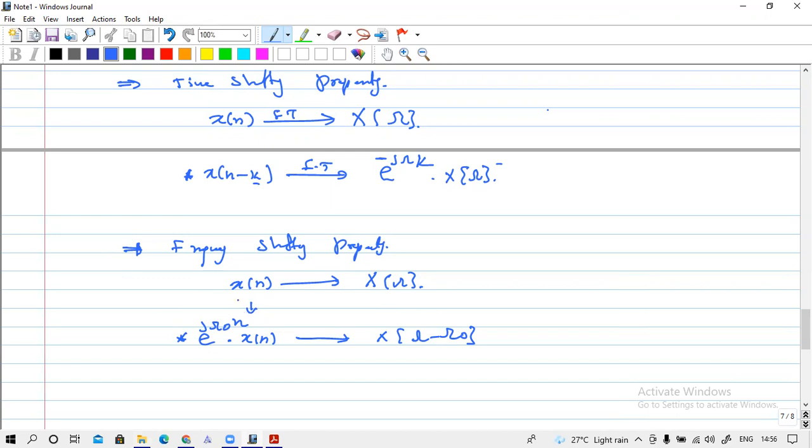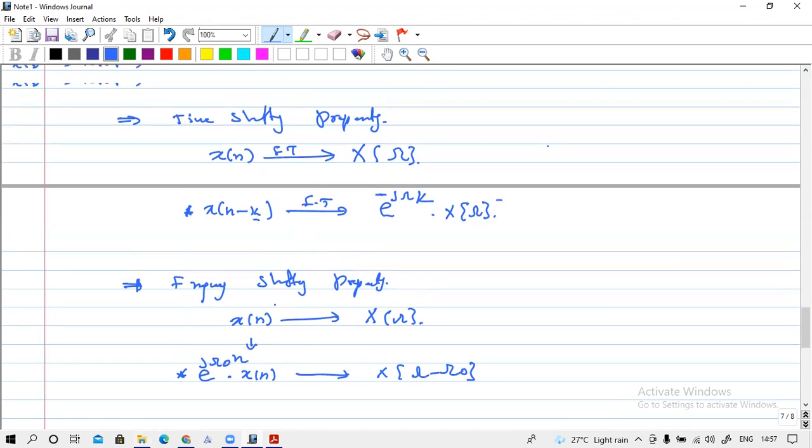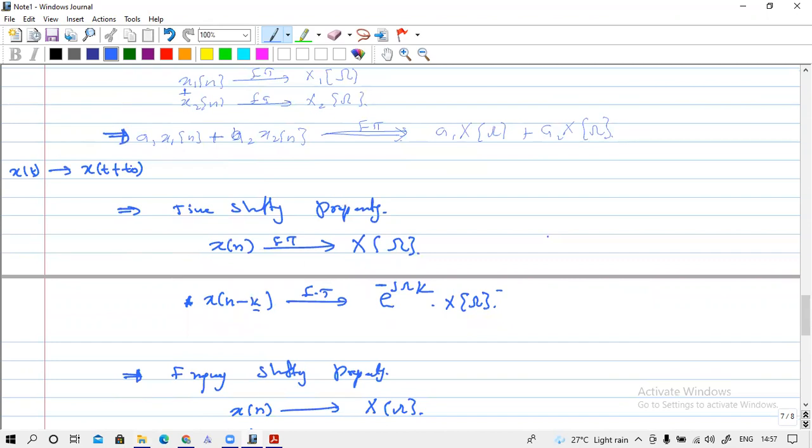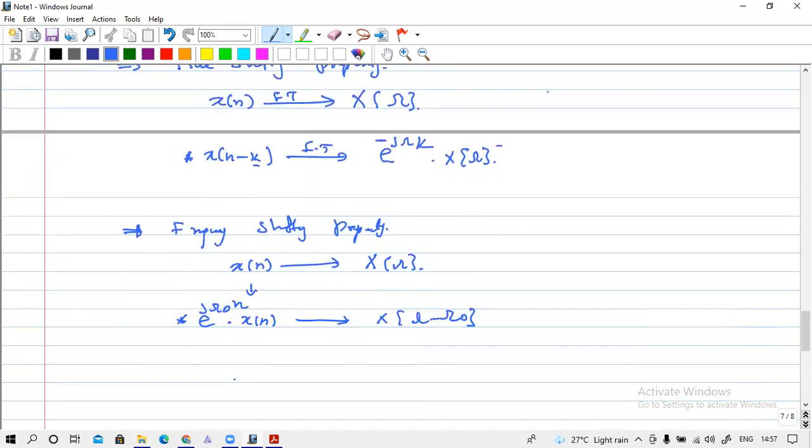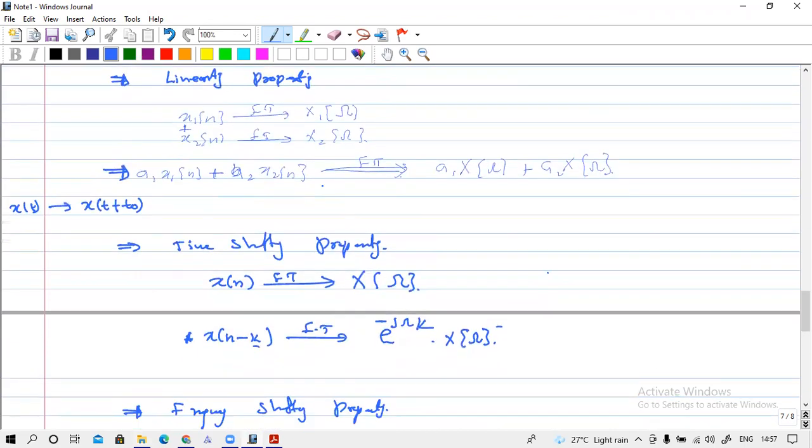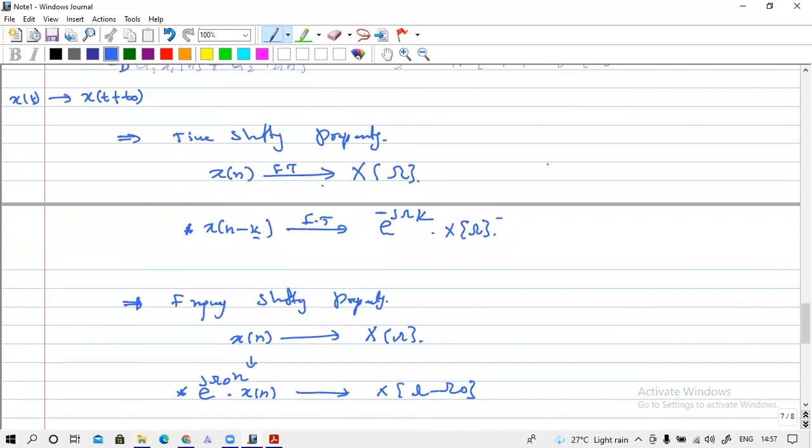So these are the three properties we are going to learn: linearity property, time shifting property, and frequency shifting property. We will see these things later on also. I think you can understand this, no need to do any verification. You have to keep these three in your mind.